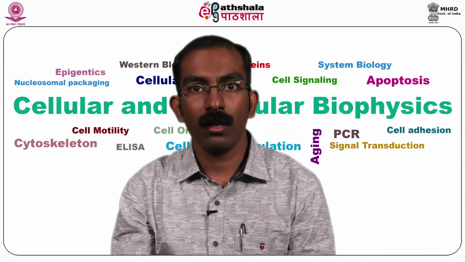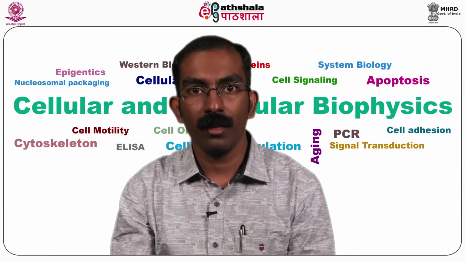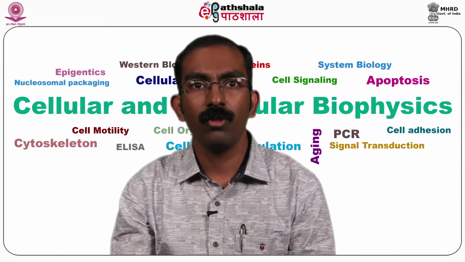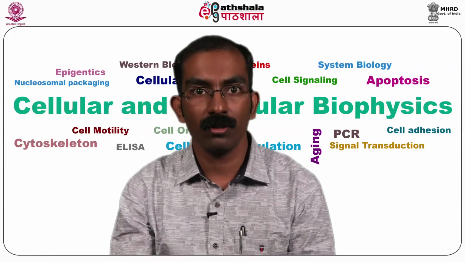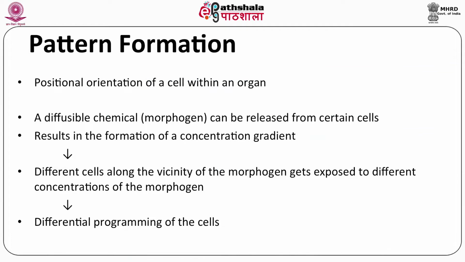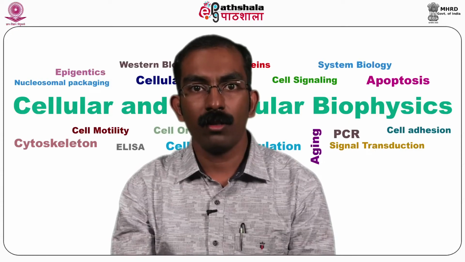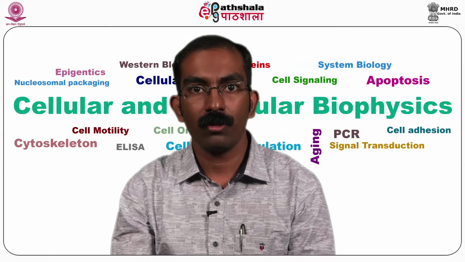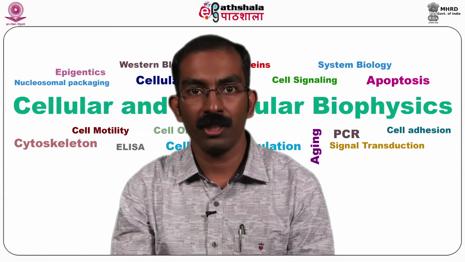A diffusible chemical known as morphogen can be released from certain cells, and this usually results in the formation of a concentration gradient. Thus, different cells along the vicinity of this morphogen get exposed to different concentrations of the morphogen, and this leads to differential programming of the cells. It will be interesting to note that the term morphogen was actually coined by the English computational scientist Alan Turing, whose life was depicted in the movie Imitation Game.